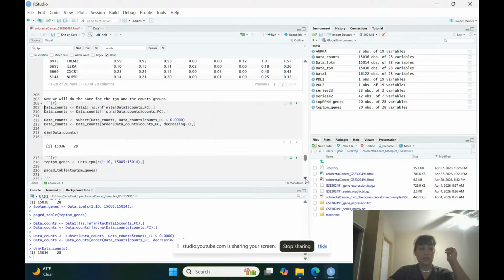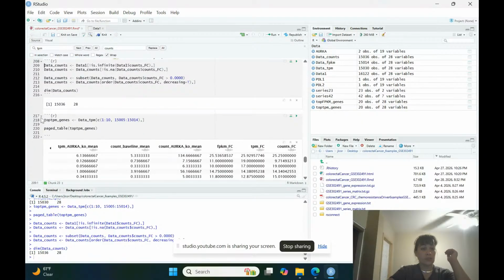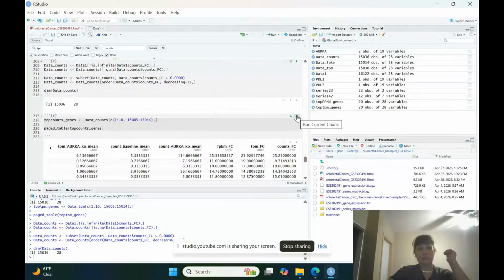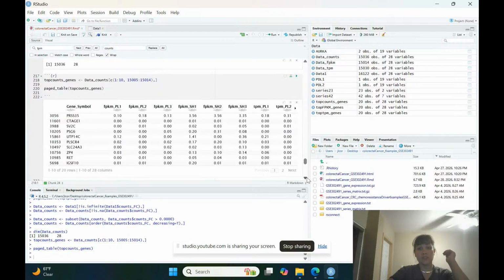Okay, also some genes removed. Same thing here. In the selection, replace all. Good, 3 occurrences. And we'll run that. Okay, great.